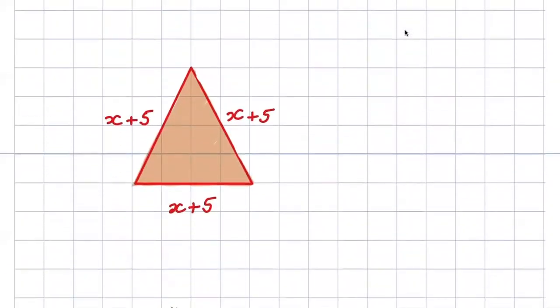Okay, so how about this one then? So look at the shape, and I want to work out the perimeter of the shape. Use the things we've just been doing and have a go. Pause the video, off you go.